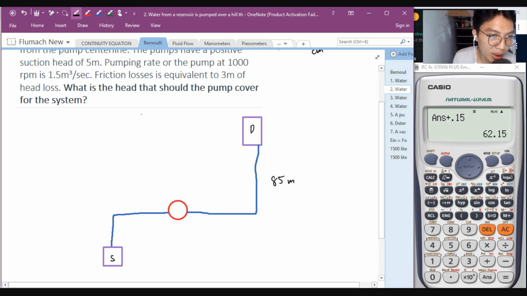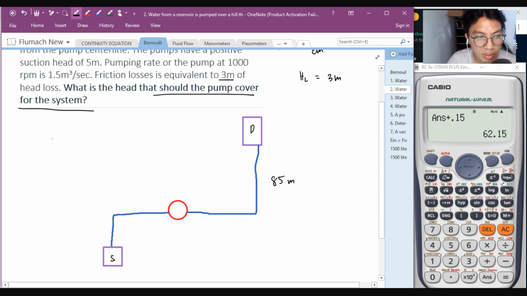Ano pang binigay? Friction losses is equivalent to 3 meters. So, meron kang head losses dyan. Of head loss. What is the head that should be pumped? What is the head that should the pump cover for the system? So, yun yung head na hahabulin ng pump mo.